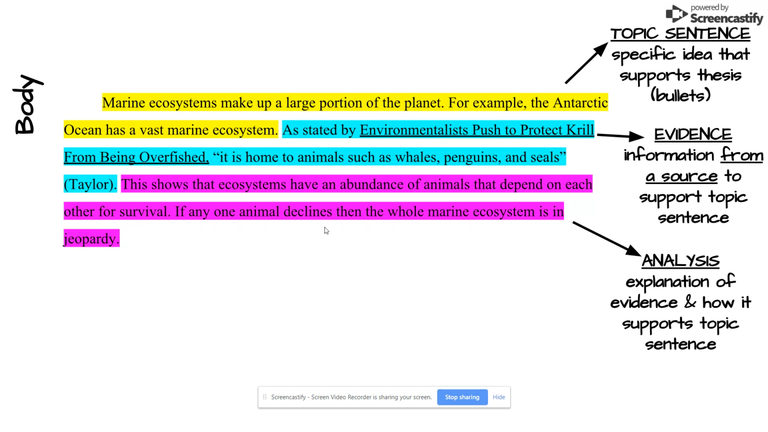So your analysis should be highlighted a different color. Mine's purple. Yours can be different. And again, you're really explaining the evidence here. You're trying to explain what it shows that's important about the topic sentence and the overall thesis. How is this piece of evidence important to this idea that there's a really delicate balance between the environment of the ocean and the animals that live there?